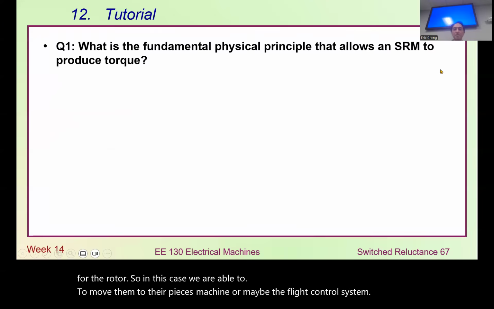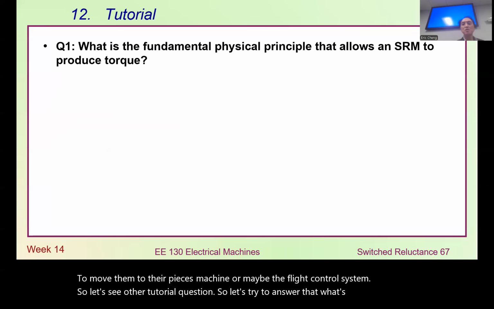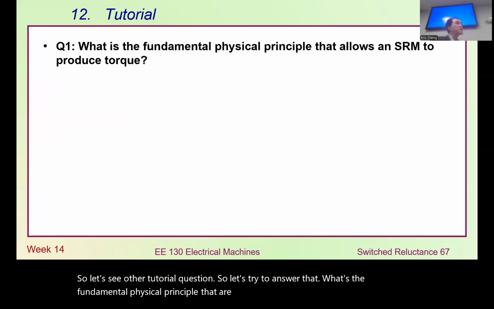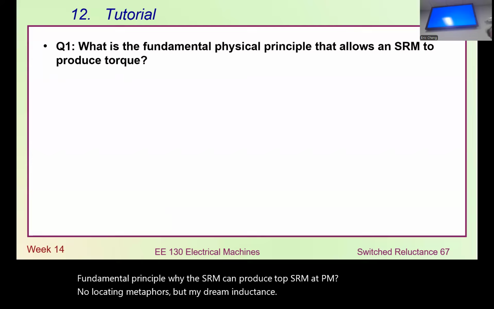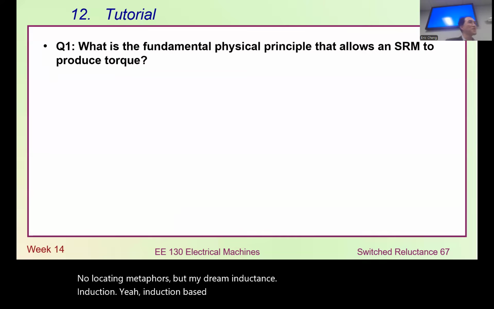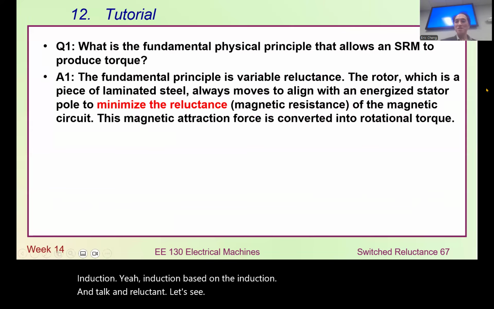So let's see other tutorial questions. Let's try to answer that. What's the fundamental physical principle that allows the SRM to produce torque? The fundamental principle: why can the SRM produce torque? The SRM doesn't have PM and no rotating magnetic flux, but why can it produce torque? It's based on the inductance, and torque and inductance. Let's see. It's based on the reluctance, as I said, based on the reluctance force.